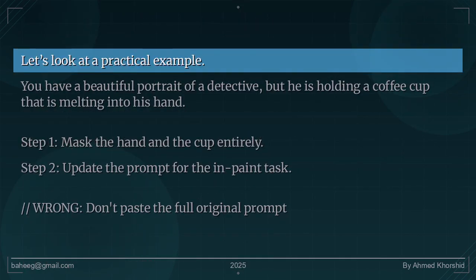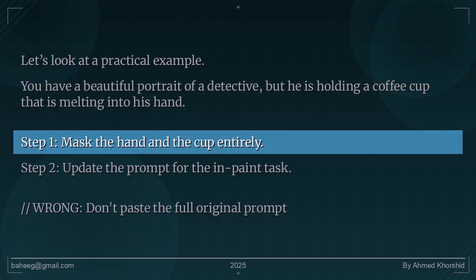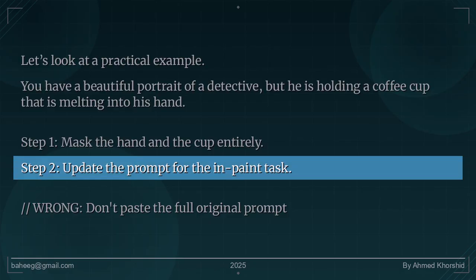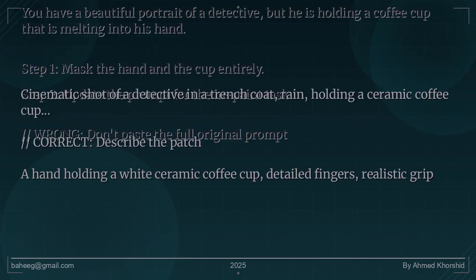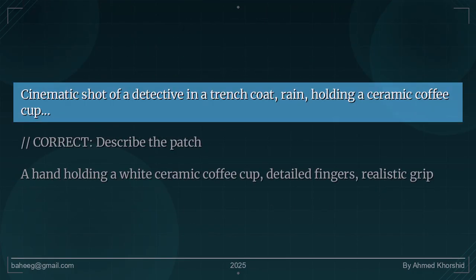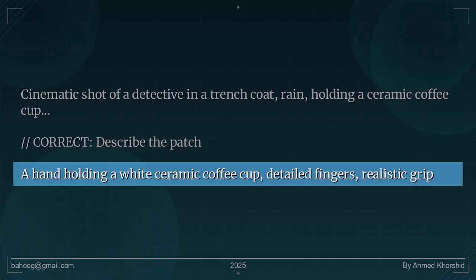Let's look at a practical example. You have a beautiful portrait of a detective, but he is holding a coffee cup that is melting into his hand. Step 1: mask the hand and the cup entirely. Step 2: update the prompt for the in-paint task. Wrong: don't paste the full original prompt. Cinematic shot of a detective in a trench coat, rain, holding a ceramic coffee cup. Correct: describe the patch. A hand holding a white ceramic coffee cup, detailed fingers, realistic grip.